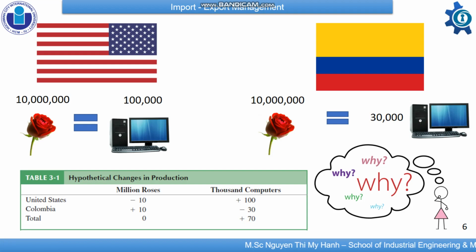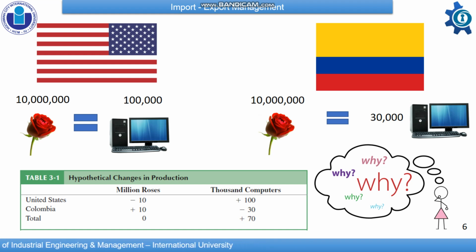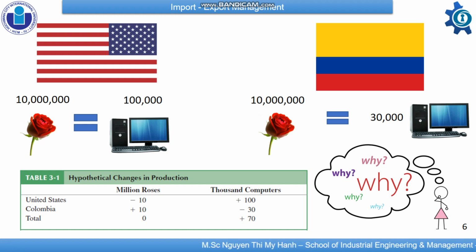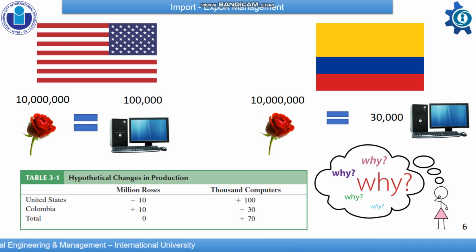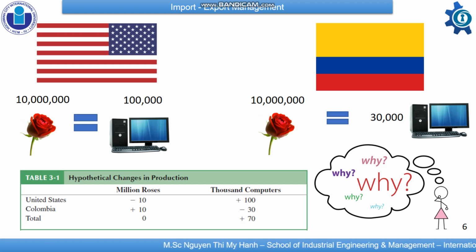So all in all, the two basic reasons that countries do international trade are, the first one, they are different from each other. So maybe the US is better at producing computers, but Colombia is better at growing roses, for example. They have different strengths. And the second reason is, international trade will help countries achieve economies of scale in production.